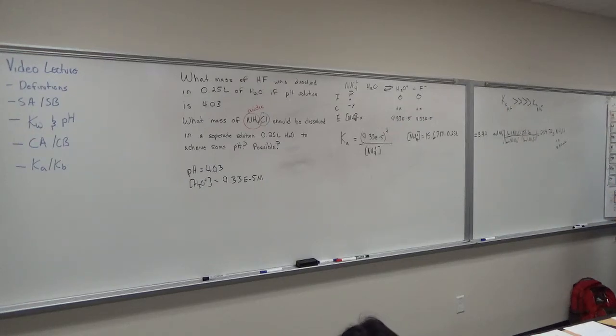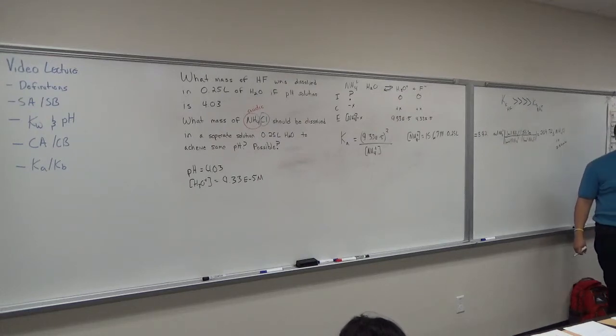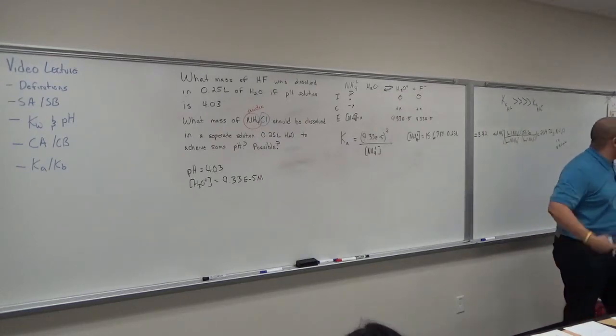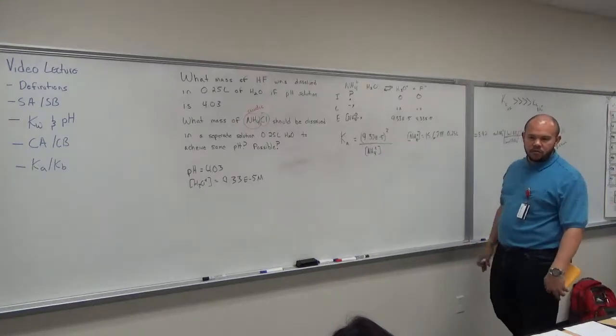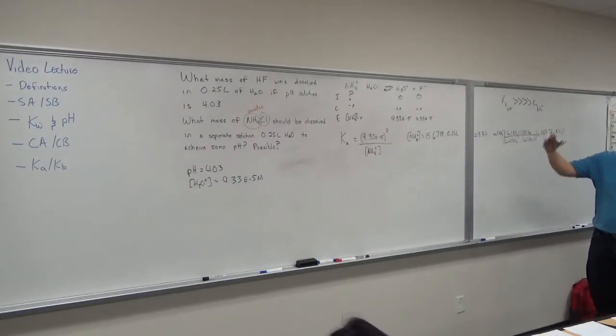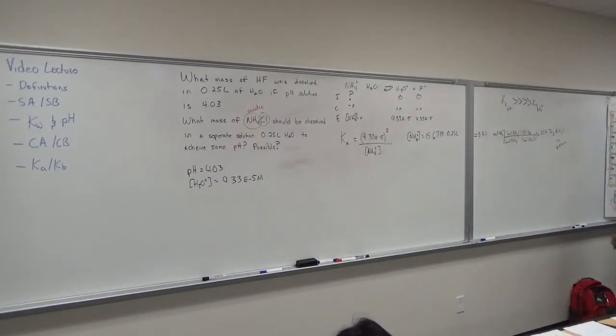So this is a great question. Which one of these would be more practical to use in a laboratory setting? That would be the way I would frame this question. Which one would be more practical to use? A little bit of HF or 200 grams of salt? And it has to do with Ka.